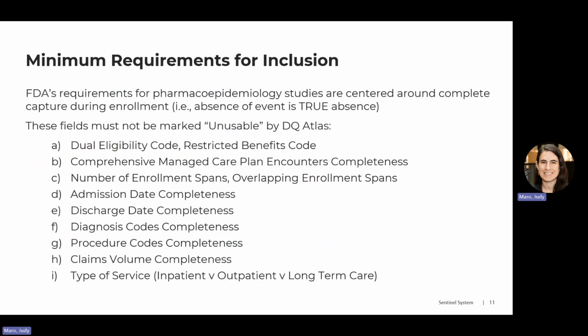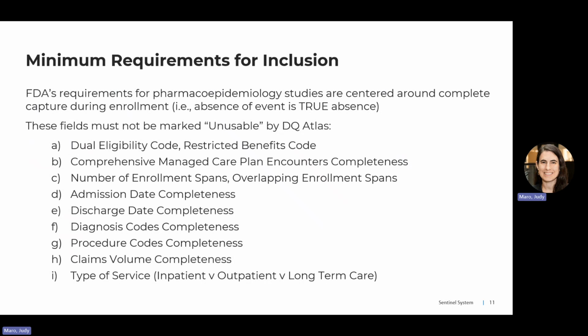So let's go back to our thoughts about the Data Quality Atlas. There are many variables in the data set itself, and we only chose a few to focus on for the purpose of inclusion or exclusion in the data set at the very highest level. And FDA's requirement for pharmacoepidemiology studies that are performed in the Sentinel system is really centered around this concept of complete capture during an enrollment period.